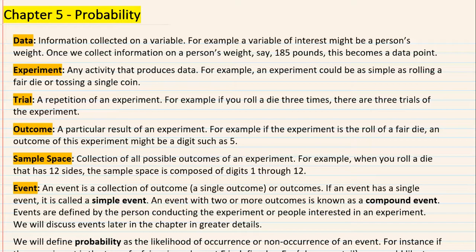And then we define events. Events are defined in context of the experiments. And usually the experimenter, the person who conducts the experiment, defines these events. It's sort of an after effect. Once you collect your data, you conduct the experiment, and you define these events. And we would like to assess or find the probability of these events eventually.